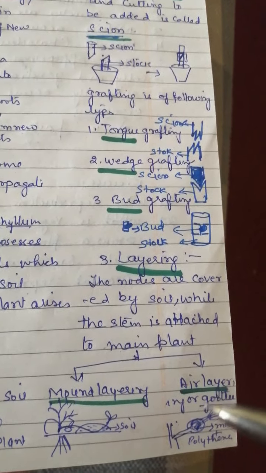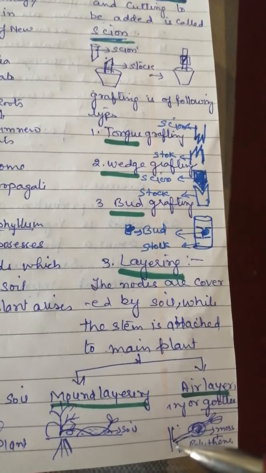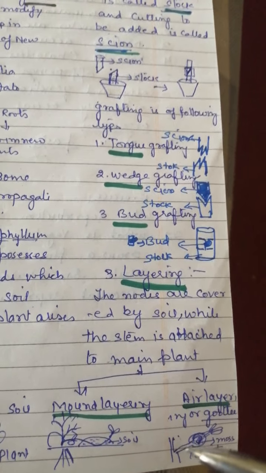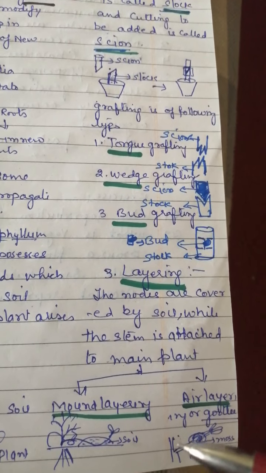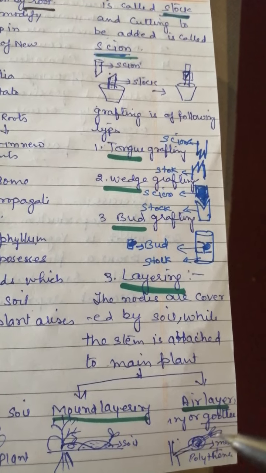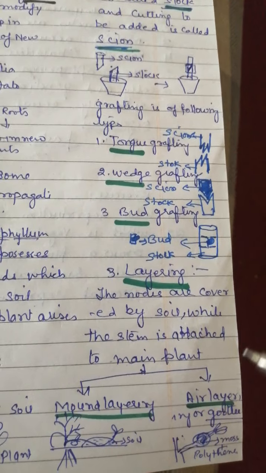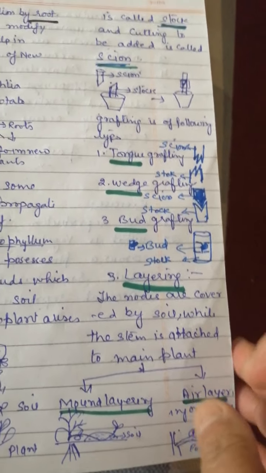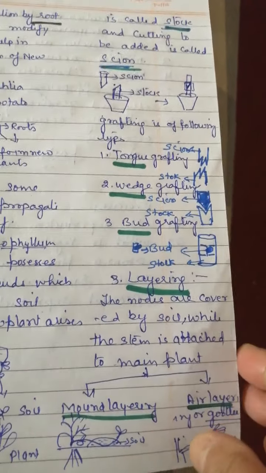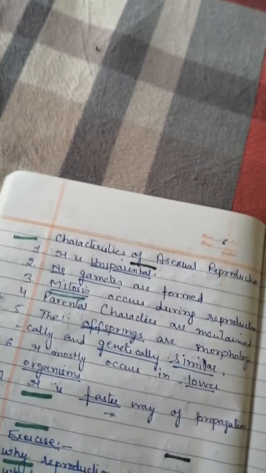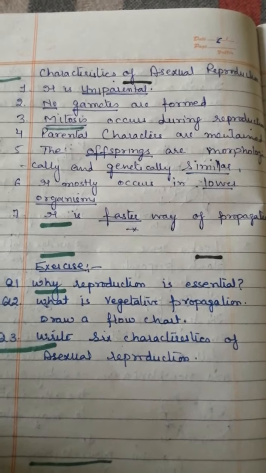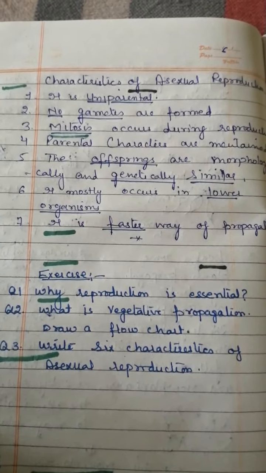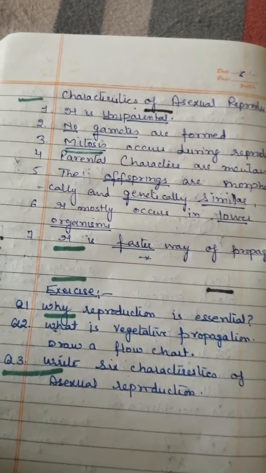So in this air layering, you can see the stem is still attached to the plant and it is scratched and covered by moss and then by a poly tape. Now this is called gutti. Now these are the different ways by which we are capable of artificially making or propagating plants. Then we come to the conclusion: what are the characteristics of asexual reproduction?